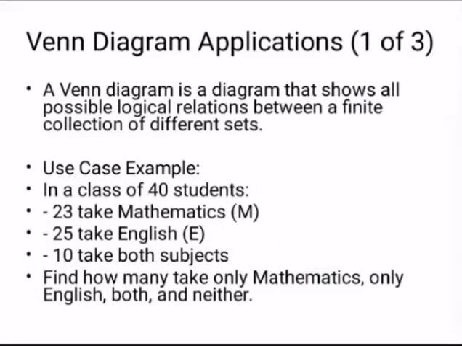So first thing is Venn diagram. A Venn diagram is a diagram that shows all possible logical relations between a finite collection of data. An example is: in a class of 40 students, they told us 23 people take maths. We would name maths M, and 25 take English, and we take English as E, and 10 take both subjects.